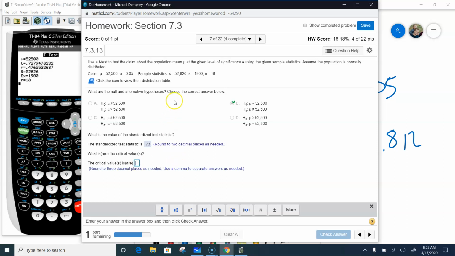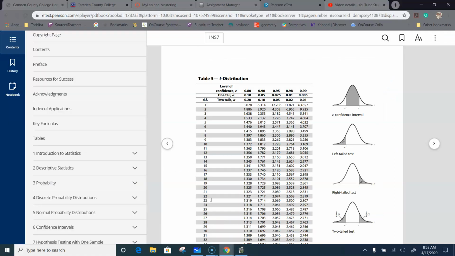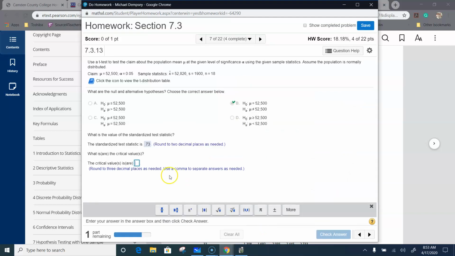Critical values. So for critical values, we have to do what we've done previously. Our critical value, we're going to use 0.05, two-tailed test, and n equals 18. So let's see where that's going to live. 17 is our degrees of freedom. It's a two-tailed test, so two-tailed 0.05 lives here in the middle. So 17 degrees of freedom, two-tailed, 2.11. Plus or minus 2.11.